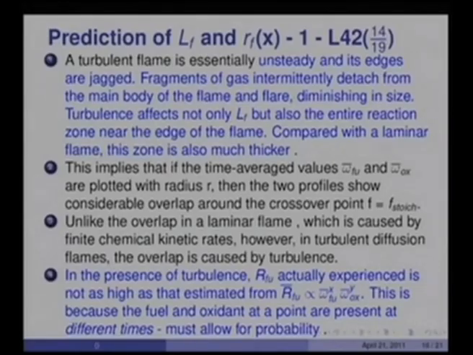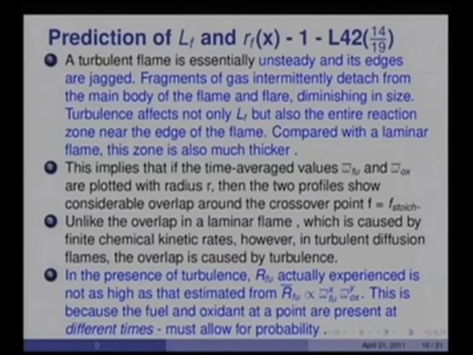A turbulent flame is essentially unsteady and its edges are jagged, as I said earlier. Fragments of gas intermittently detach from the main body of the flame and flare outside, diminishing in size. Turbulence affects not only LF, but also the entire reaction zone near the edge of the flame. Compared with a laminar flame, this zone is much thicker.